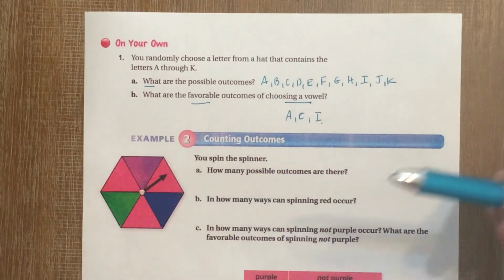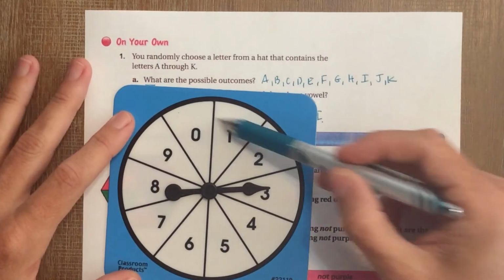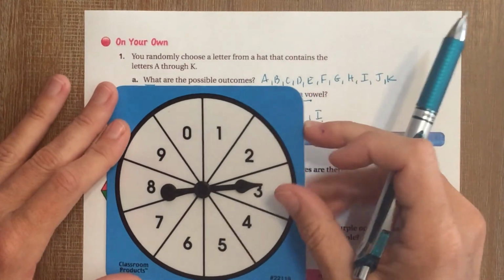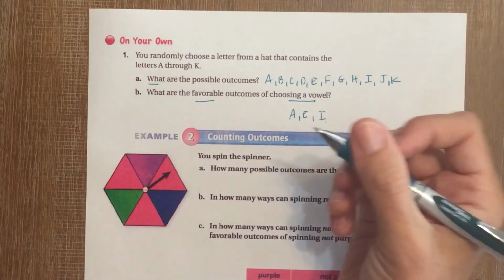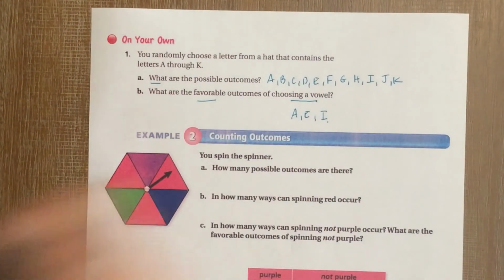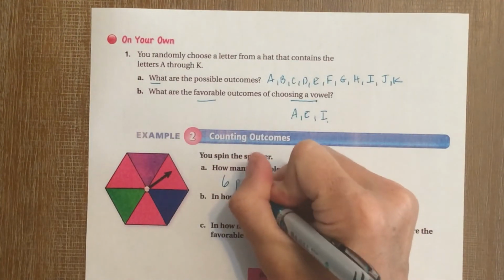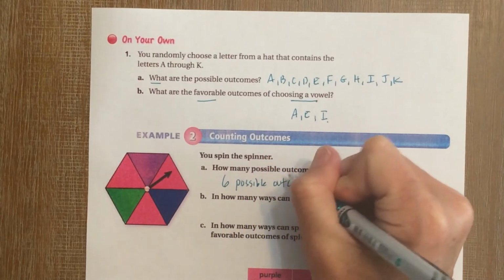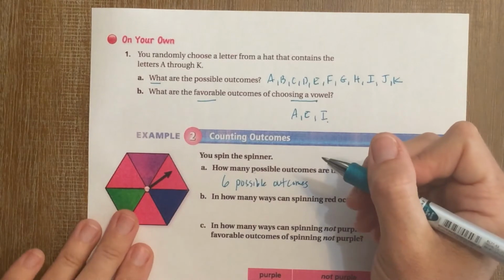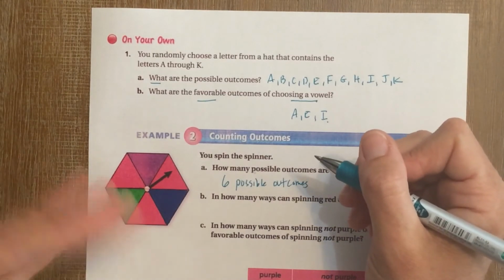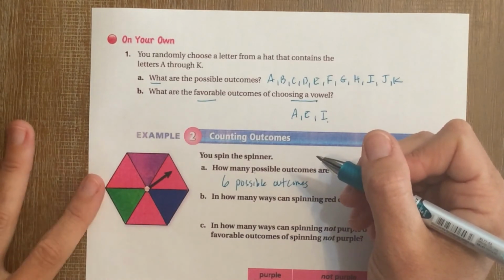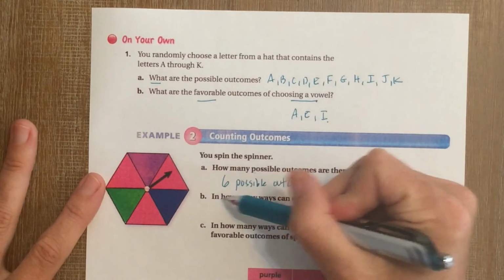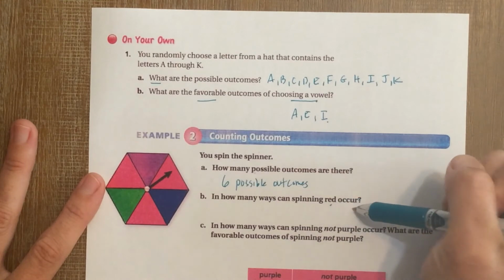Well, kind of like the spinner I showed you here, we talked about how many possible outcomes are there. You have to count how many sections there are, okay? So how many sections are there? There are 6 possible outcomes. Now, do some of them have a higher likelihood of being chosen? Yes, but that's what we get onto later in the chapter, okay? So 6 possible outcomes.